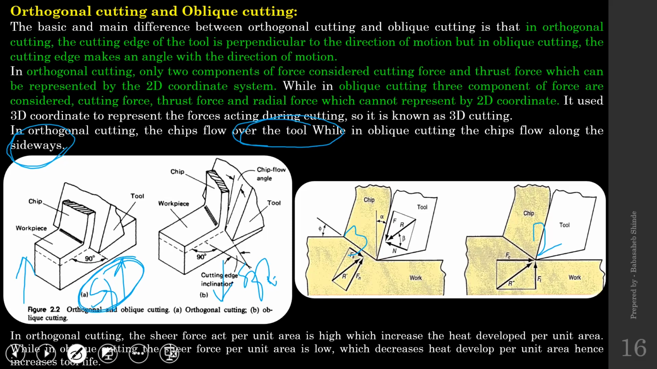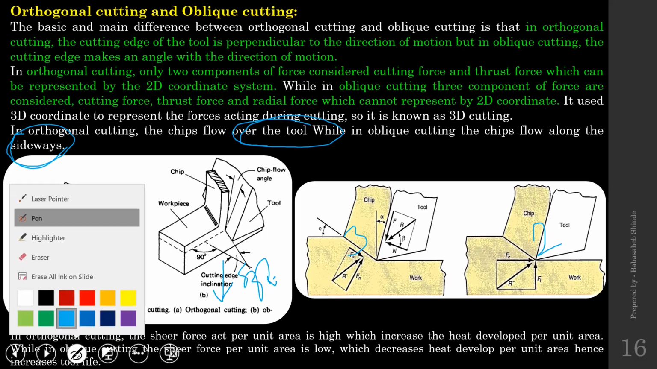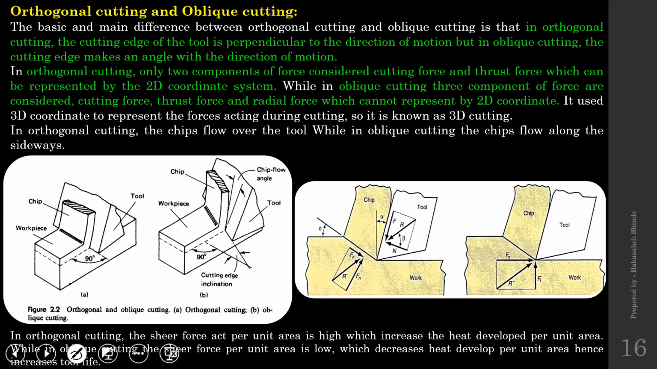So these are the differences that we need to consider when it comes to differentiating orthogonal and oblique cutting. Any doubt, any query? What are the points you need to remember?